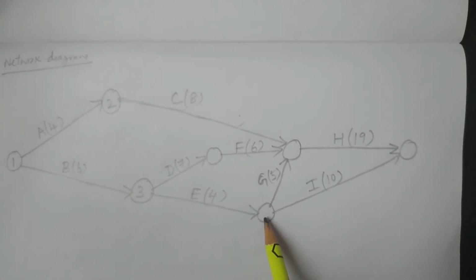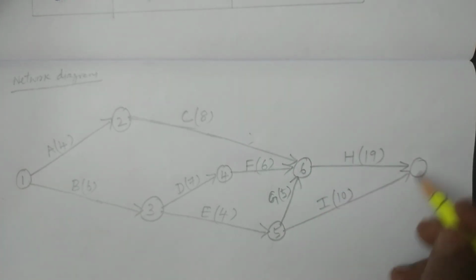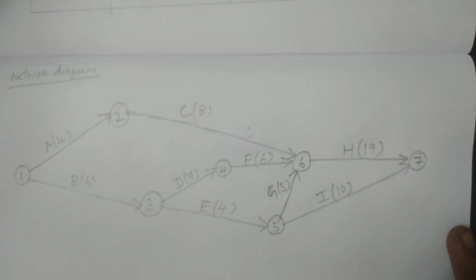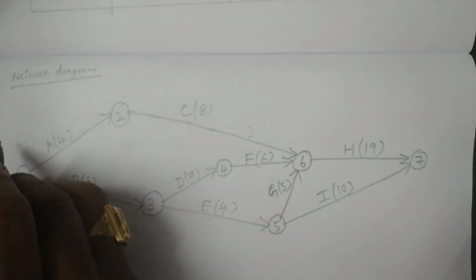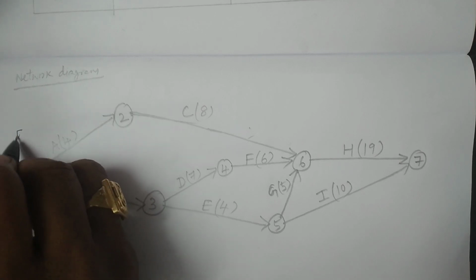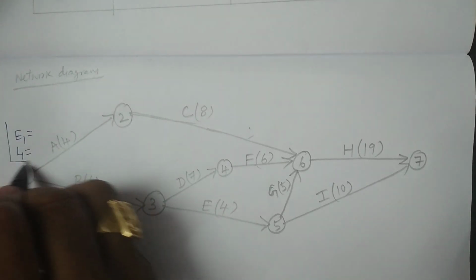Right? Now I give you the numbers 1, 2, 3, 4, 5, 6 and 7. And these are the values which are considered in the construction of the network diagram. So now I have to calculate the values of E's and L's, earliest times and latest times. I am considering here E1, L1.